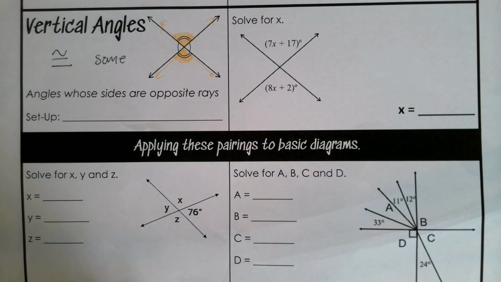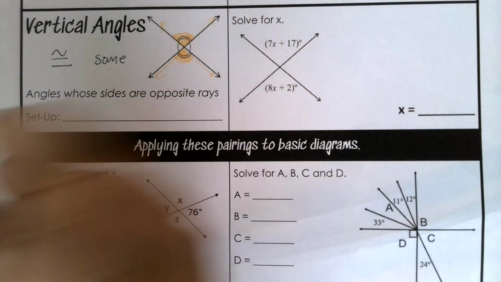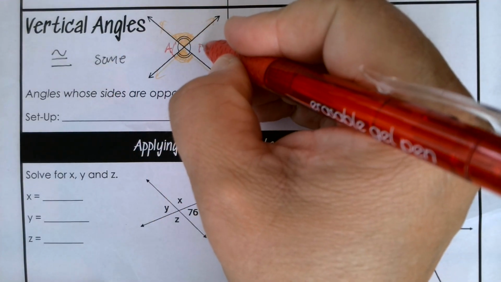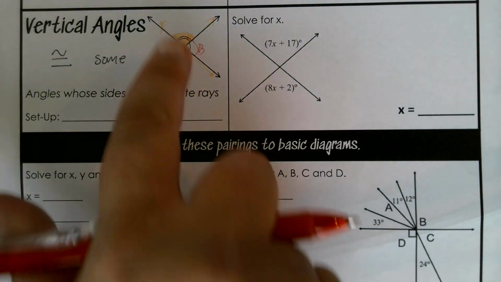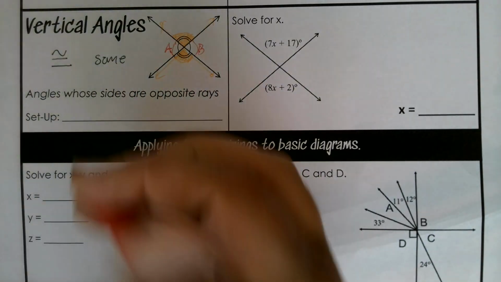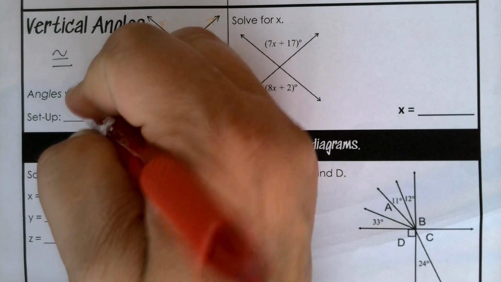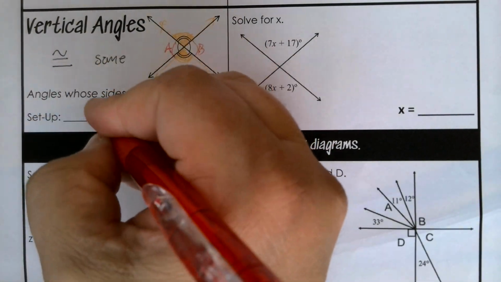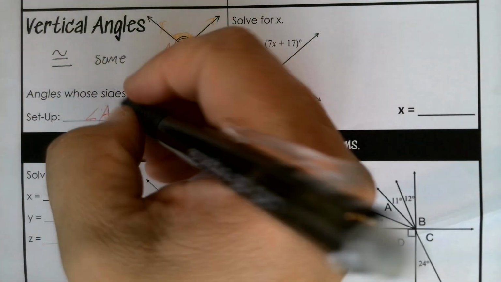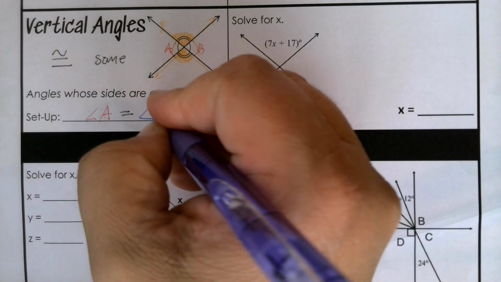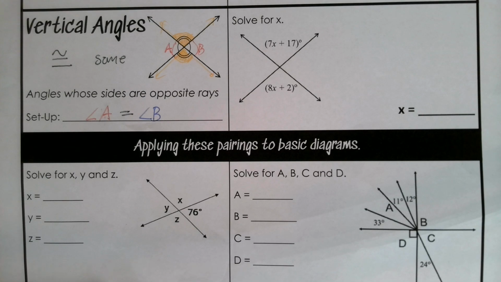Okay? So the way that we would set this up is this is angle A and this is angle B, which are on opposite sides. Then we have two pairs of opposites. Then we can say angle A is equal to angle B. We don't say that they're equal to a number, we say they're equal to each other. Equal to each other.